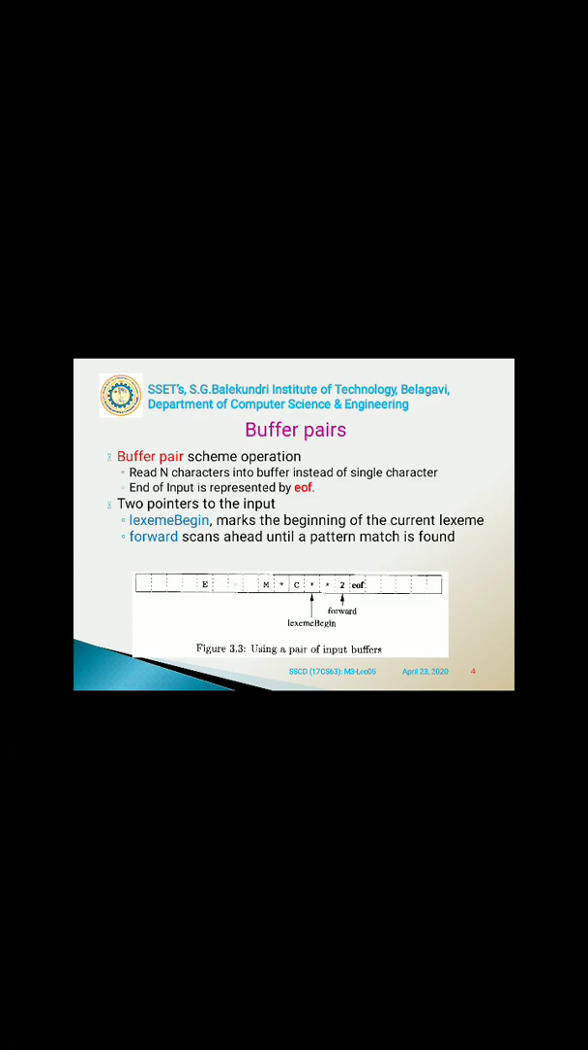Then it stops, and then it realizes what kind of pattern it is, and then that's a particular lexeme, and then it recognizes what type of token it is. This is how the buffer pairs are going to work. As I told, two buffers are used just to handle a large amount of input.